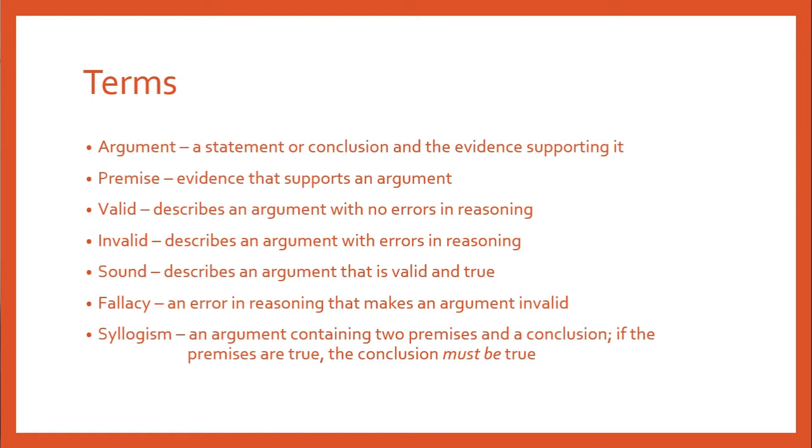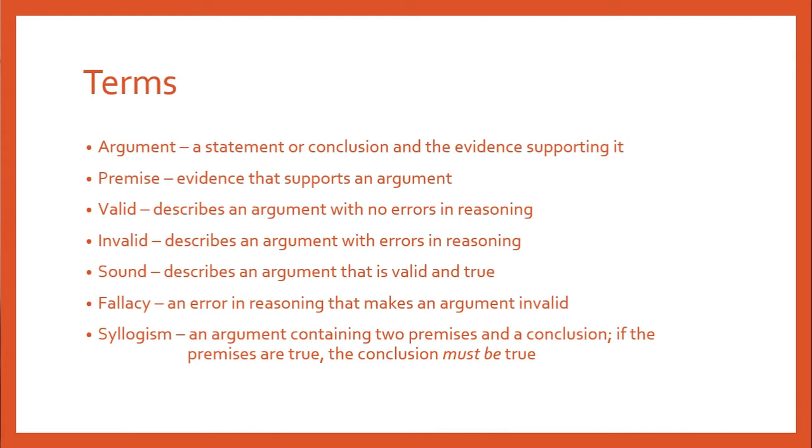The last term is a syllogism. So a syllogism is a very simple sort of structure for an argument, and it contains two premises and a conclusion. So what this means is that you have two statements, and then you have two pieces of evidence that support those statements. And so in a syllogism, if the premises of the syllogism are true, then the conclusion has to be true. So it's not possible to have two incorrect premises and a true conclusion if the reasoning of the syllogism is valid.